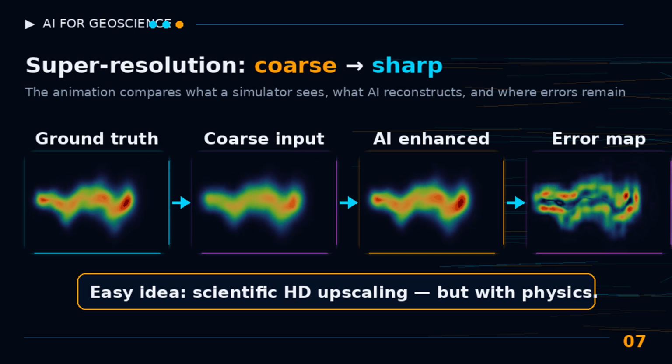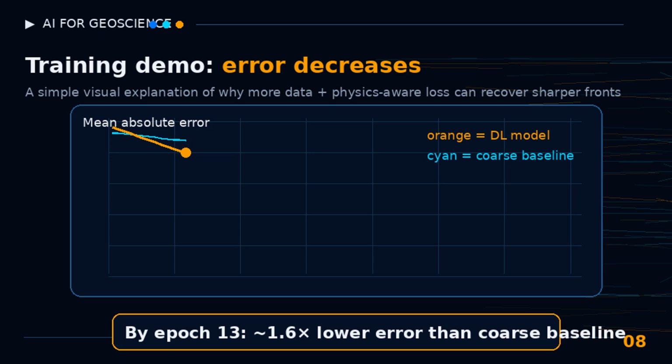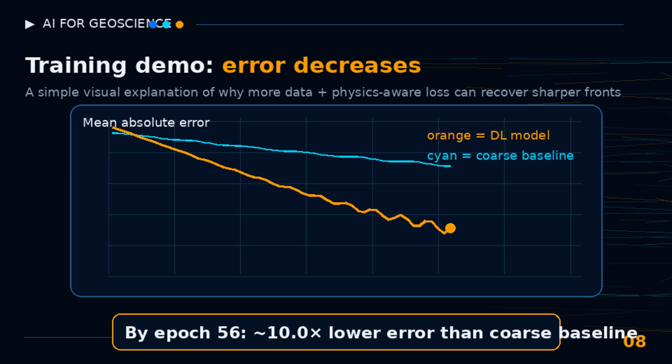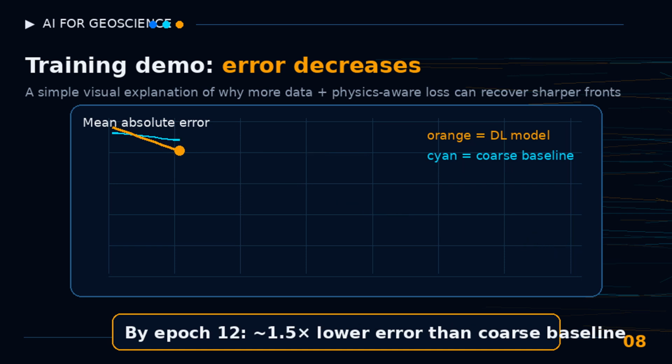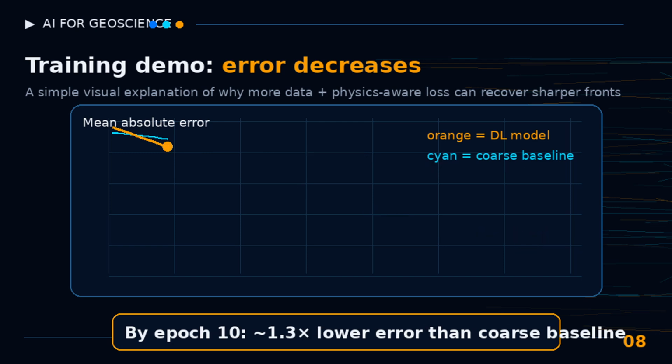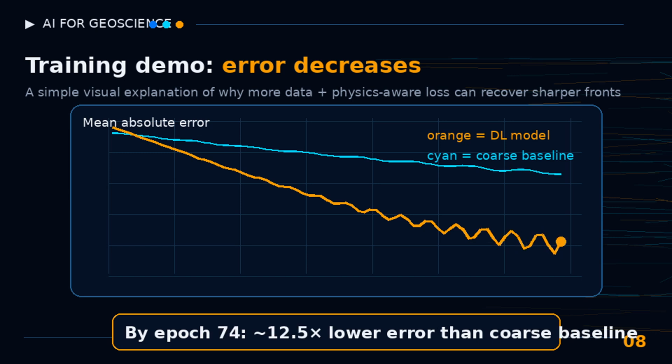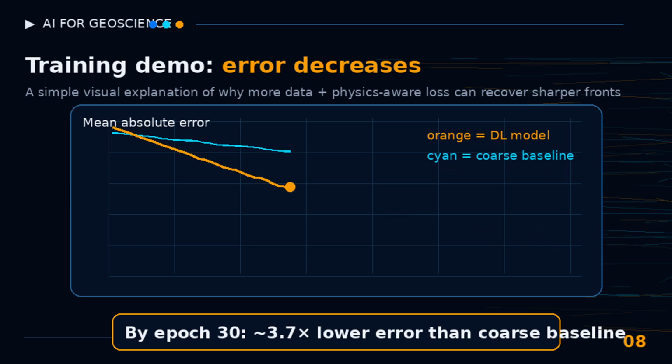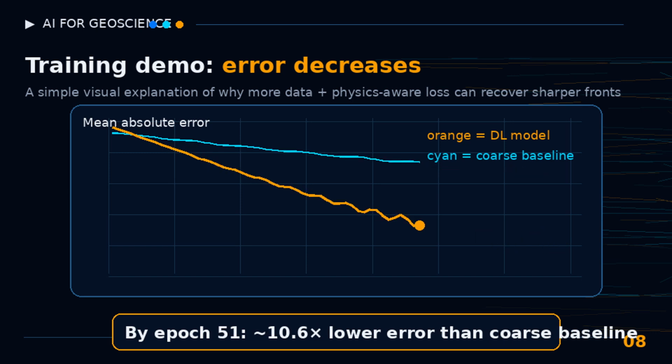Now, let us see how training reduces the error. This slide shows a simplified training demo. During training, the AI model sees many examples of coarse inputs and high-resolution targets. At each epoch, the model updates its parameters and tries to reduce the difference between its prediction and the ground truth. The orange curve represents the deep learning model. The cyan curve represents the coarse baseline.